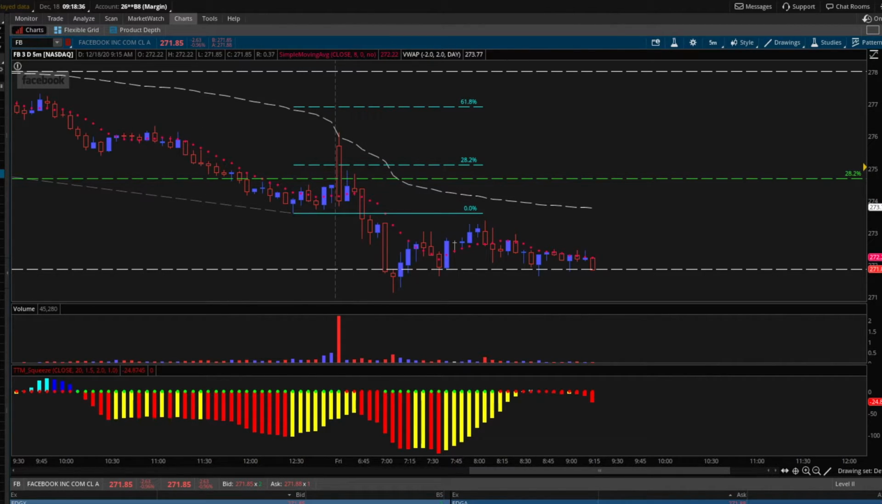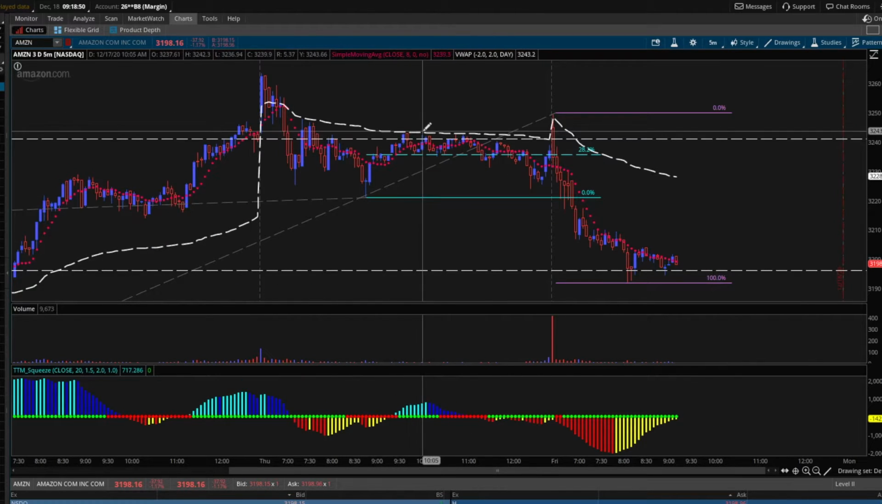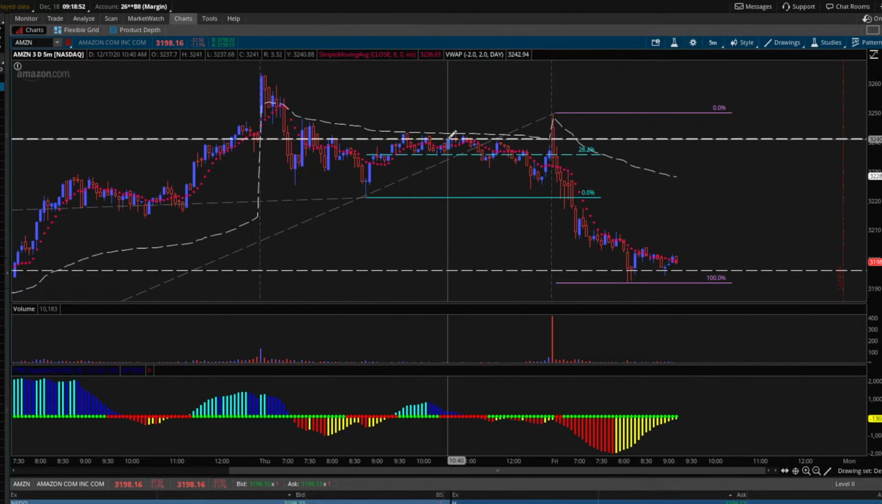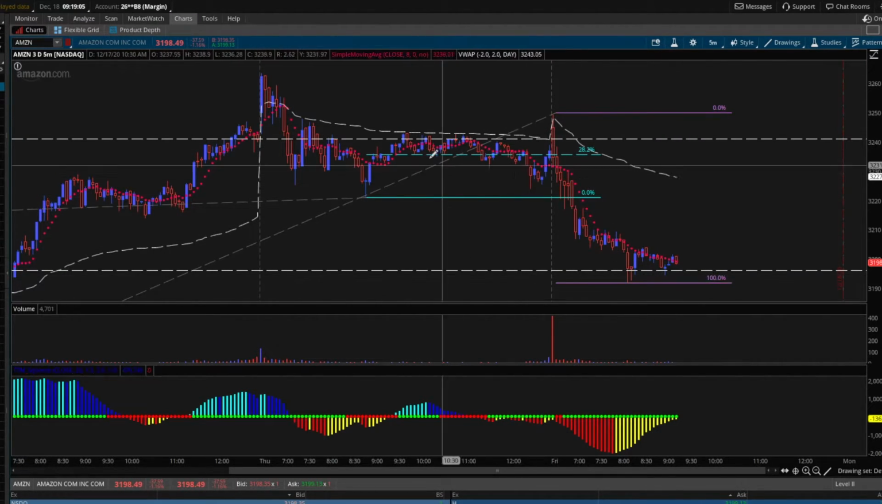A couple of other quick examples. In Amzn, here we have price breaking above the 28.2 and trying to hold above it, but the VWAP is rejecting price action. It's also facing down. Ultimately, the 8-day moving average takes over, rejects price action, and we have a sell-off.